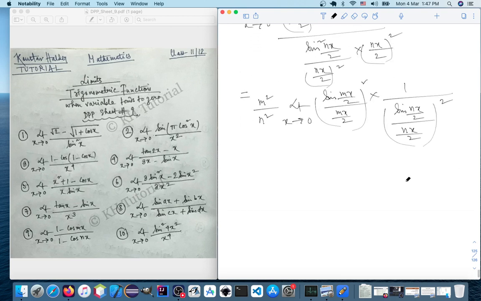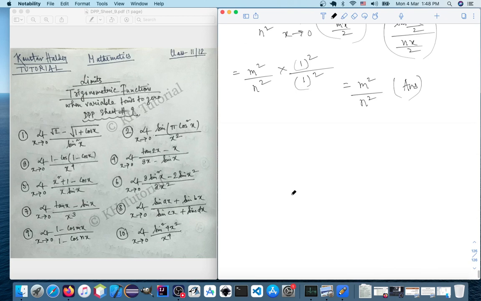So now we can apply the standard result. Sine mx by 2 divided by mx by 2 at x tends to 0 will be 1. Also sine nx by 2 by nx by 2 will be 1. So the answer becomes 1 square by 1 square, which is m square by n square. Okay, let's see the next problem, the last one.